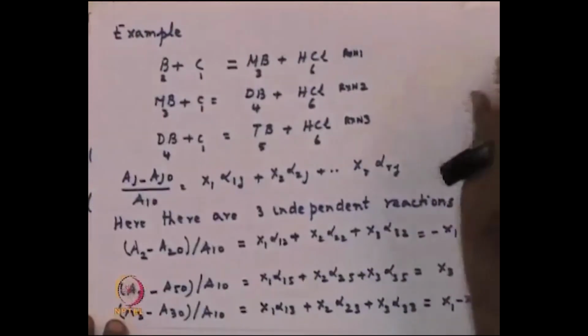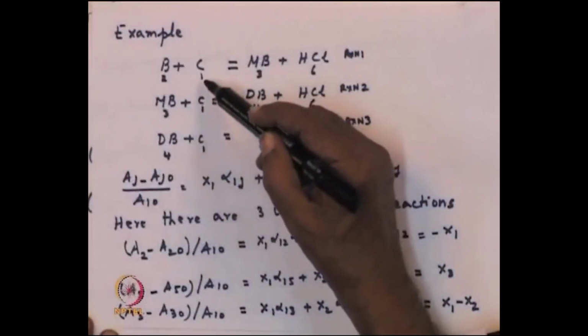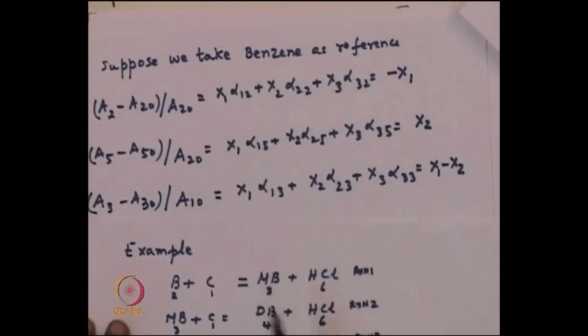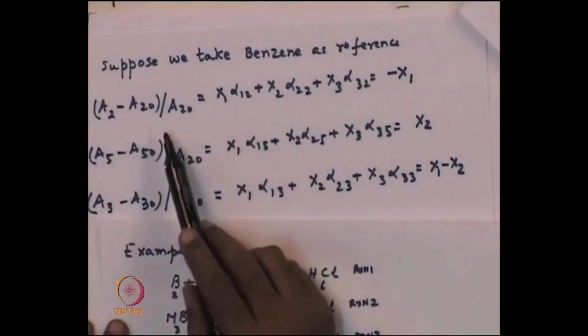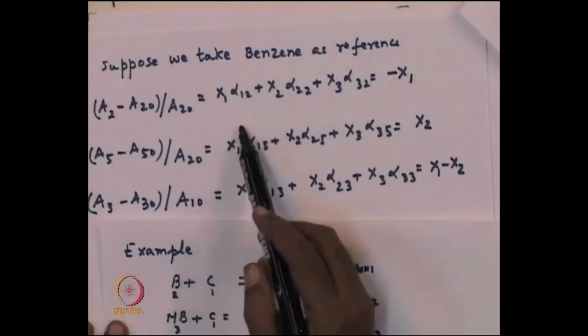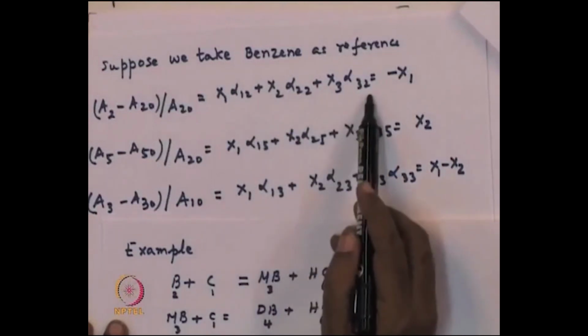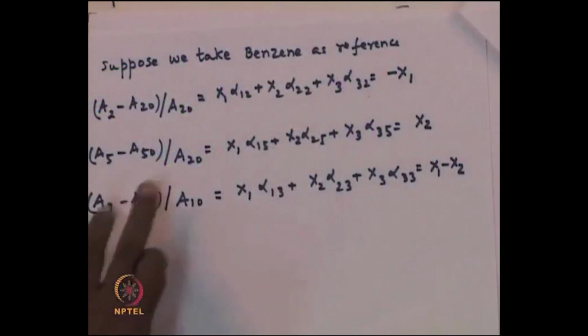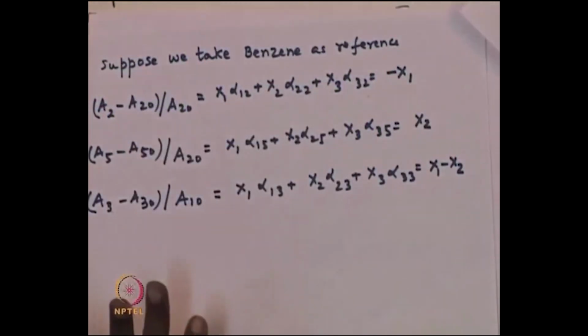So, what is our reference? Chlorine is our reference. Suppose you take benzene as reference, no harm is done. So, what we have done here is A2 minus A20 is x1 alpha 1 2 plus x2 alpha 2 2 plus x3 alpha 3 2. Is that clear? What we are able to do now is express A2, A5 and A3 in terms of x1 to x3, multiplying by the appropriate stoichiometric coefficients.